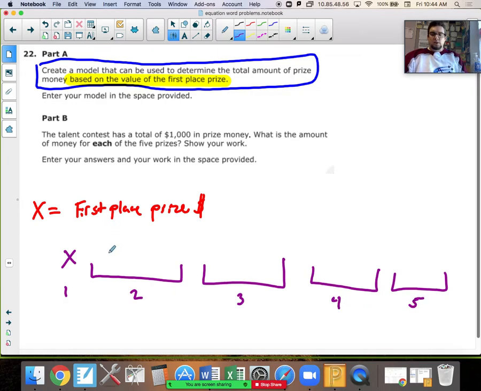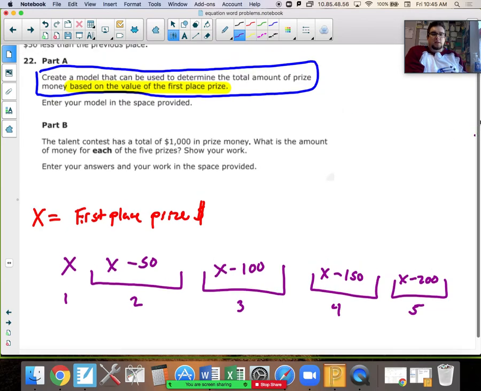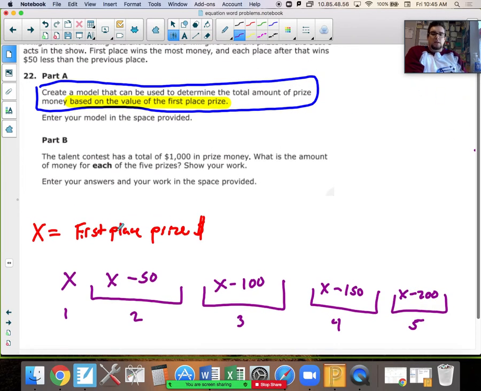Second place is whatever is 50 less than what first place got, which means this one is 100 less than what first place got. This one is 150 less, all the way down to $200 less than what first place got. So this is what the model basically looks like. Now in part B, they're going to offer $1,000 total dollars in prize money. So that tells us we're going to have to add all of this together, and it has to be $1,000.